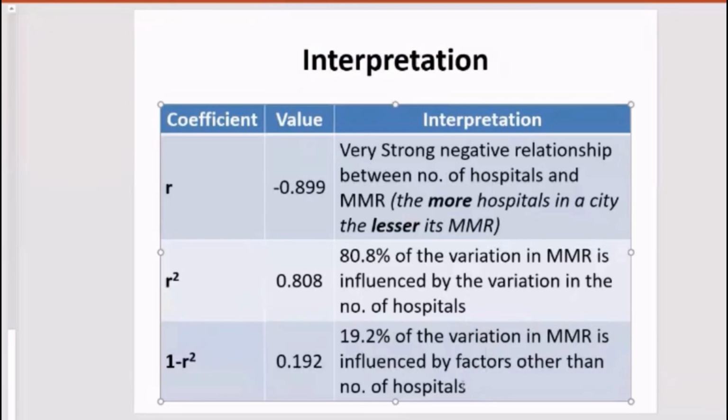Even if there are 100 hospitals in a place, if the family cannot afford it, then that probably causes a health risk to the pregnant woman. Or maybe distance, right? There are many hospitals but their place is very far from the hospital, so it is very difficult. So those are the factors in the 19.2%. Although it is very small, meaning we can actually say that there's statistically a relationship between the number of hospitals and MMR.